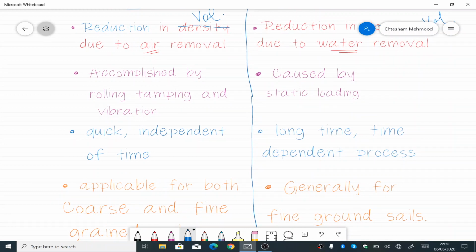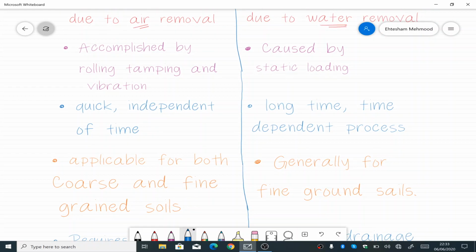Compaction is accomplished by rolling, tamping, and vibration, whereas consolidation is caused by a static load or a structure that we have built. Compaction is quick and it is independent of time. There is no role of time, whereas consolidation is a time-taking process and it is obviously time dependent.